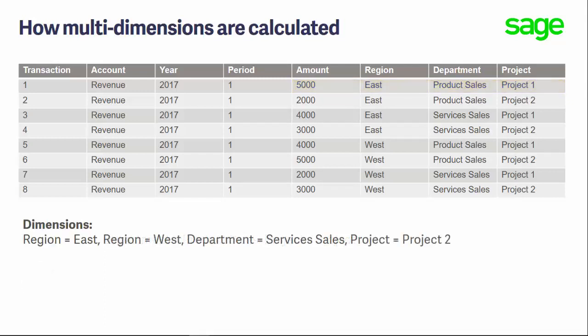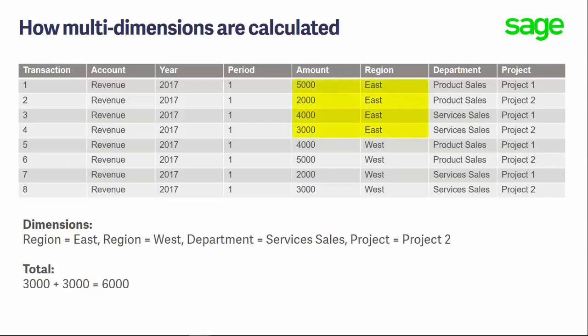Let's say now that I wanted to view totals for a column that were part of my second project, generated by my services sales department, and that were across both of my regions. I can achieve this by selecting region equals east, region equals west, department equals services sales, and project equals project 2. Now, the filtering will be a combination of the above examples.